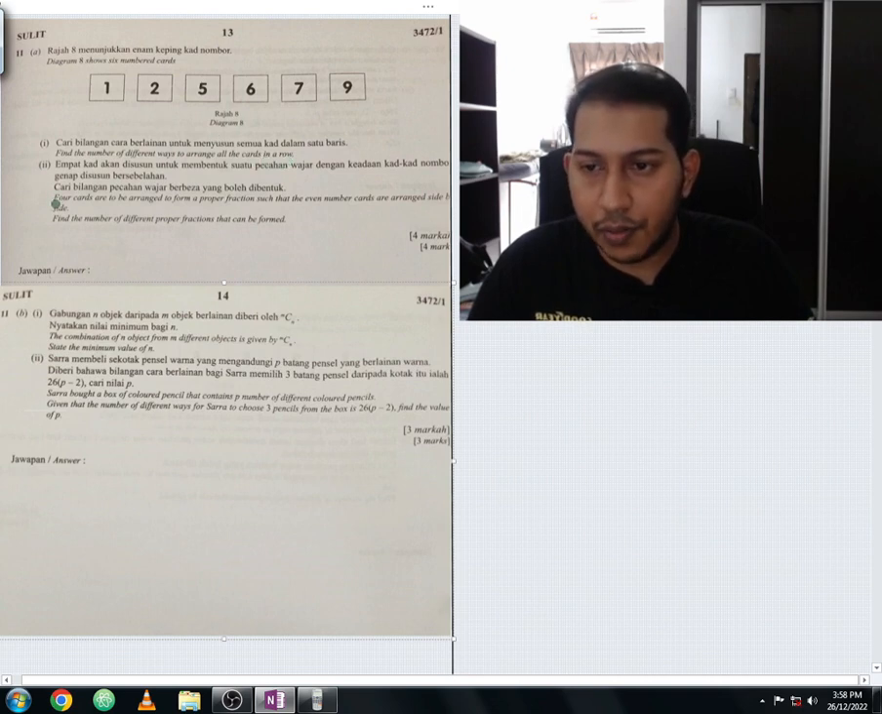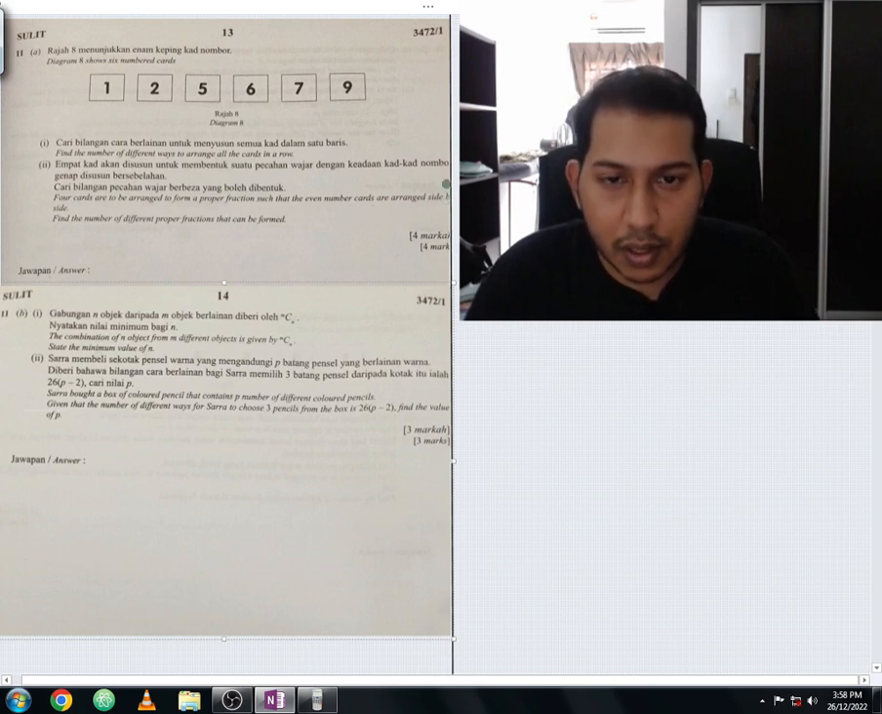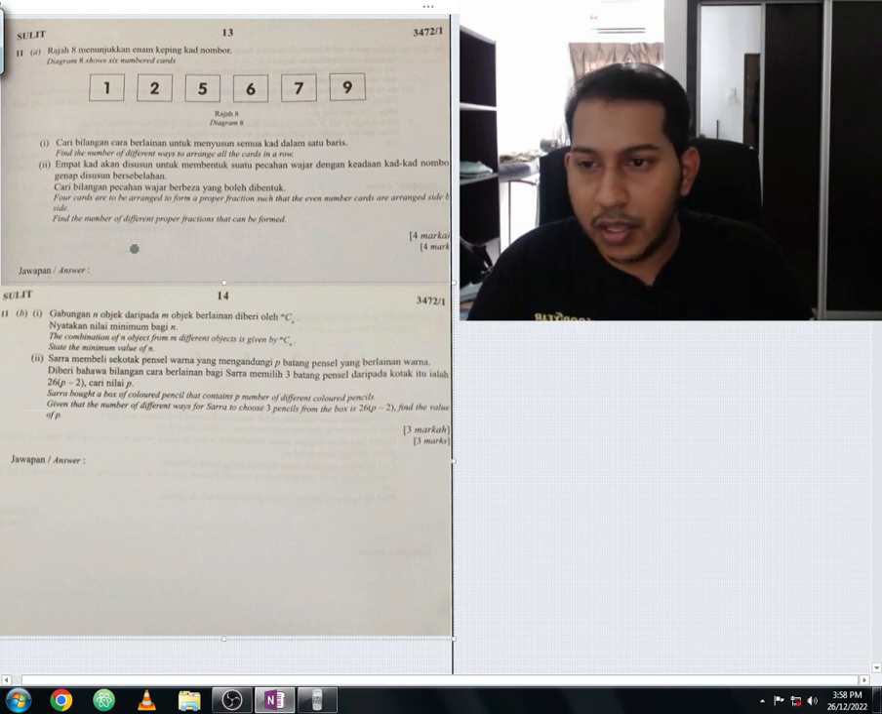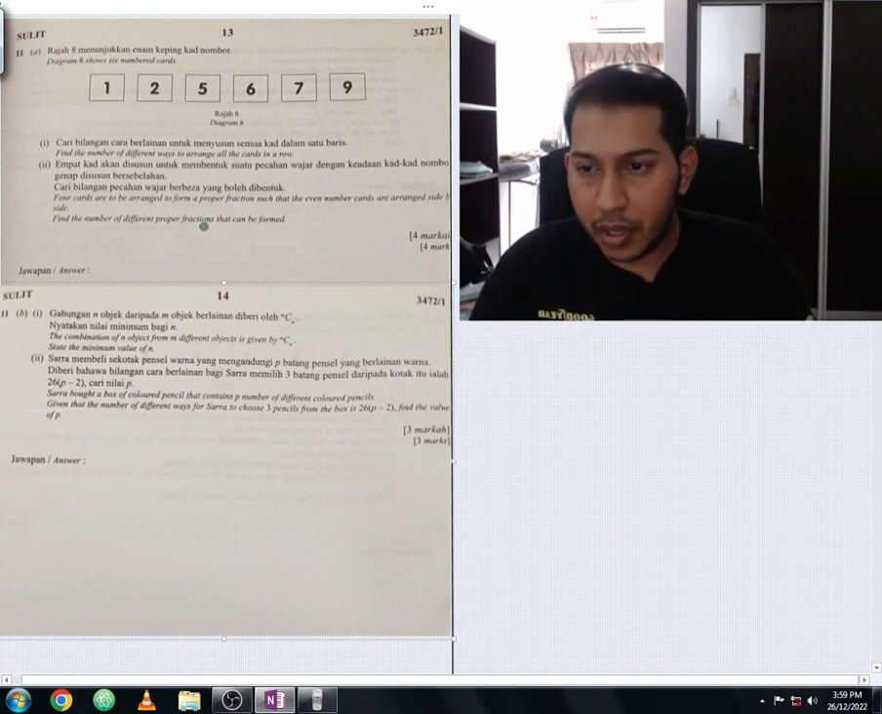For part 2, 4 cards are to be arranged to form a proper fraction such that the even number cards are arranged side by side. Sorry, the "by" is left out over here, but it's actually "side by side". Find the number of different proper fractions that can be formed. So this is question A part 2. Okay, let us read the question part B.